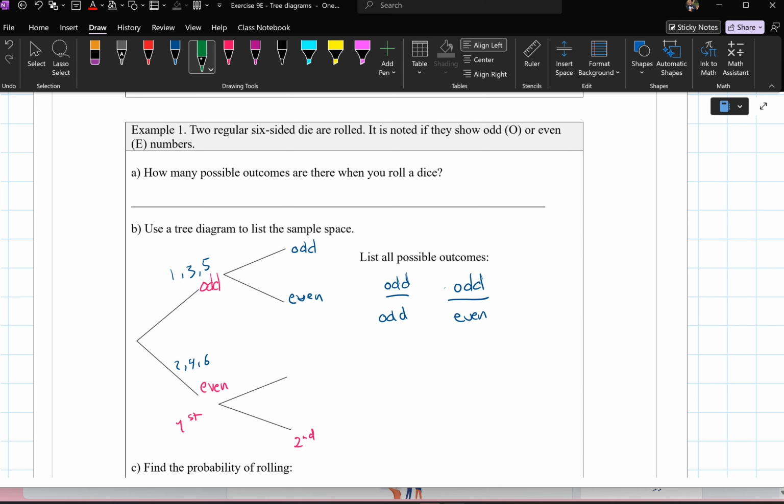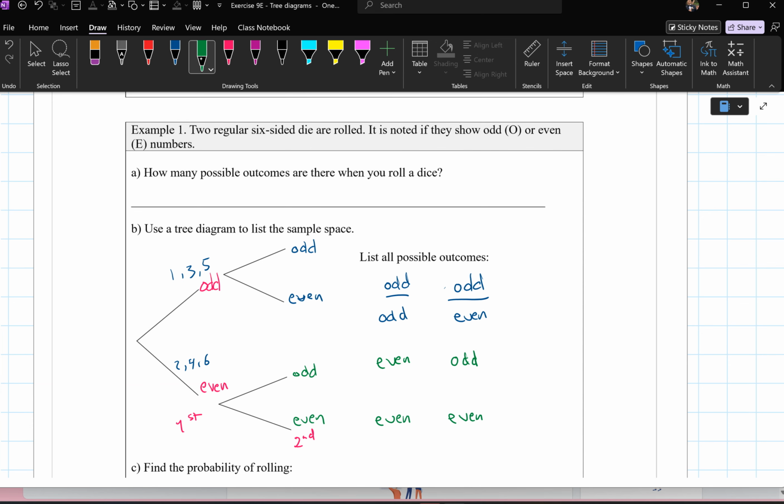What other possibilities could I get? Even, odd, and even. Very good. I can get even, odd, and then even, even. Very good. So this here tells me this could be even, odd, and then even. Odd, even and even, are they the same? No, because one of them is odd first and the other one is.